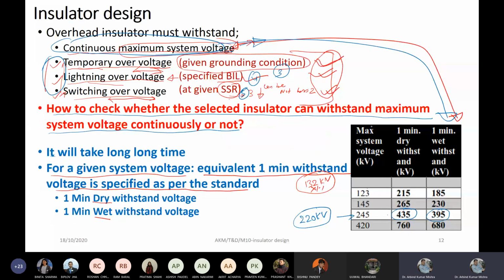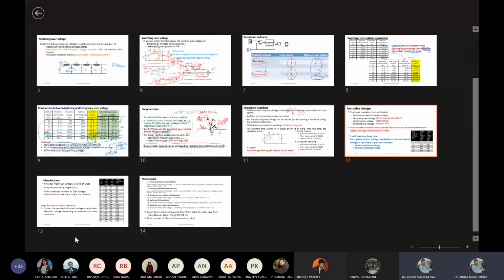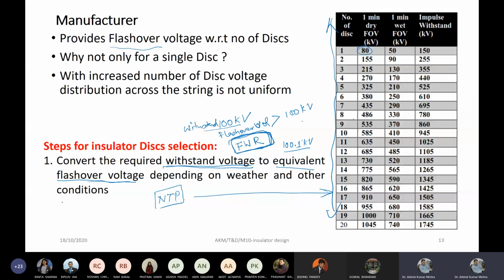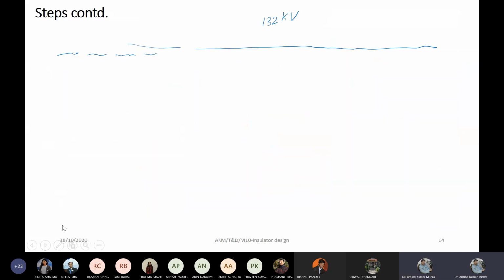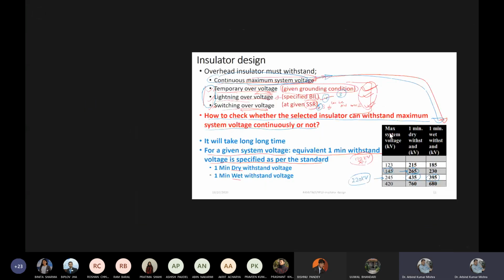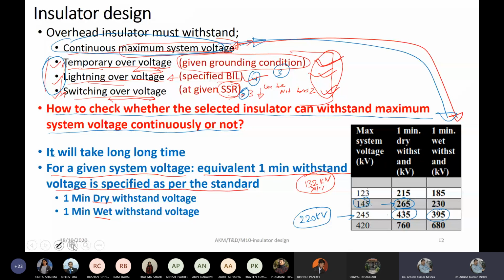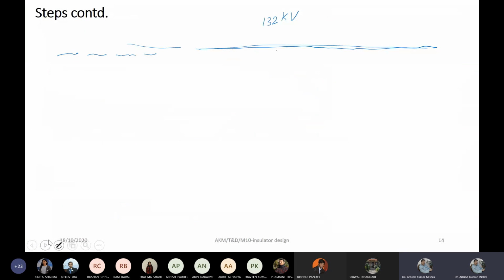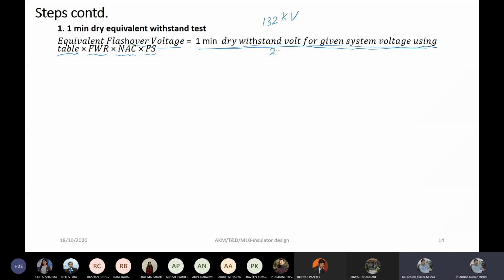For 132 kilovolt, the 1 minute dry withstand voltage, for this maximum system voltage of a 132 kV system, is 265 kilovolt. So this value is 265.